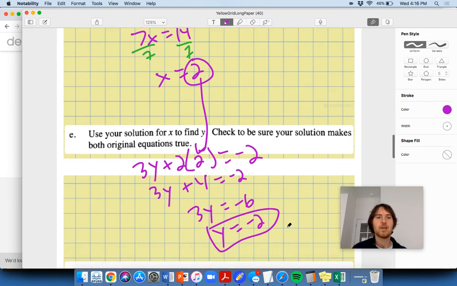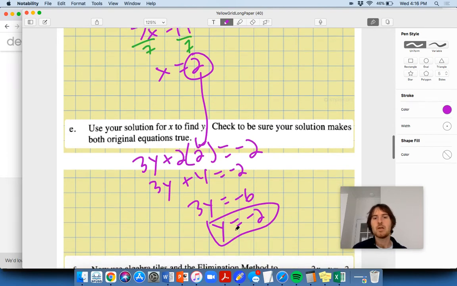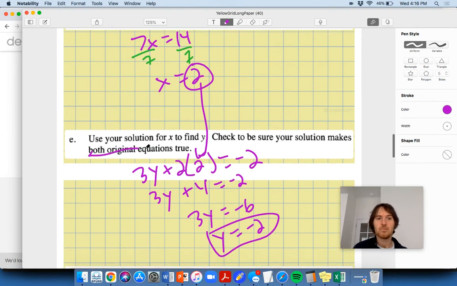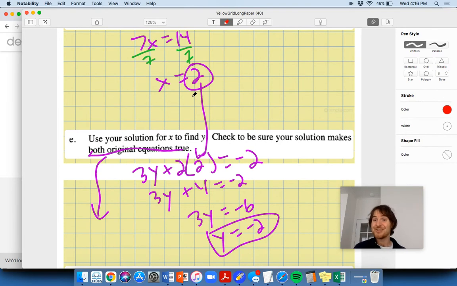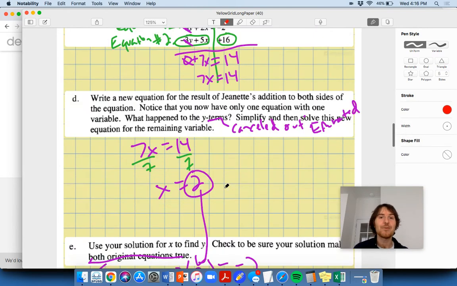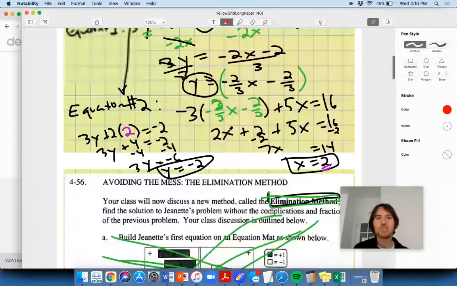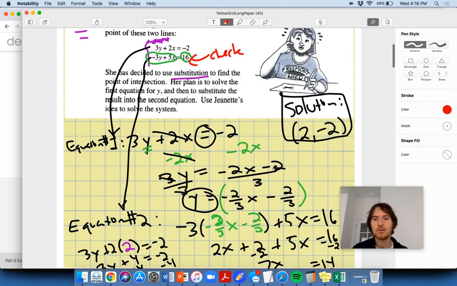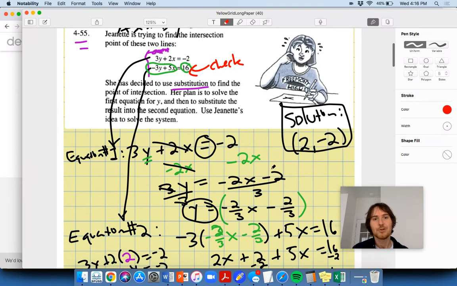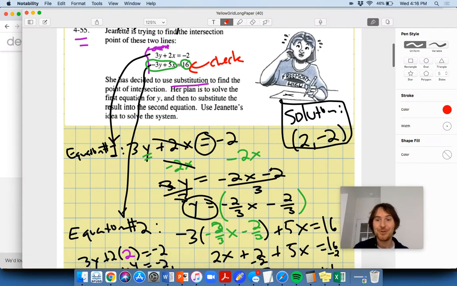Check your solution to make sure both your original equations are true. So I got this using the first equation. What they're saying is test this in the other equation. I got what I got using substitution, so I'm pretty sure this is right. But one thing we haven't done yet is check in both equations. So we need to check in the other equation. That's what that question is asking. Again, you're pausing the video, watching certain sections, trying to keep up with me if you can, but pause the video, fill in your answers, that kind of thing.